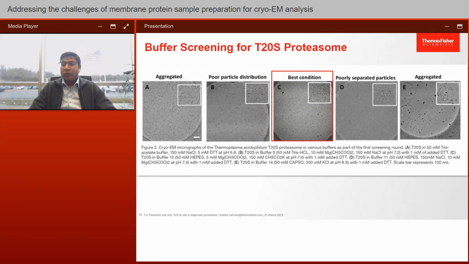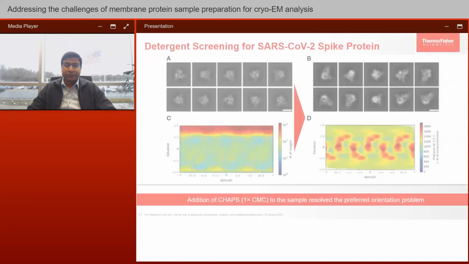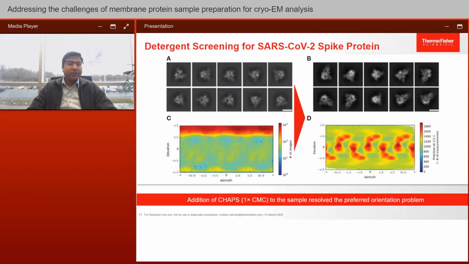This figure is from the white paper showing that buffer screening was helpful to find the best condition for 20S proteasome. The impact of unsuitable buffer ranged from protein aggregation, poor particle distribution, or preferred orientation. Another example from the paper shows that the detergent screening was helpful to solve the preferred orientation problem for coronavirus spike protein.